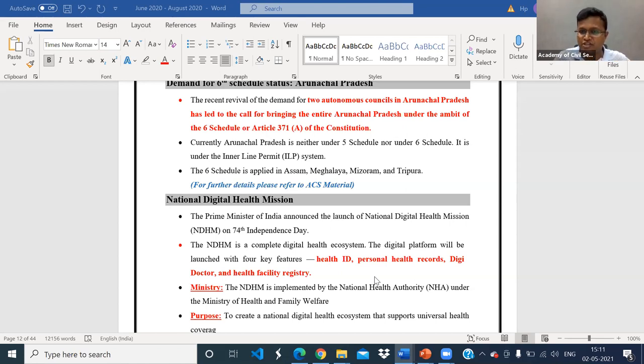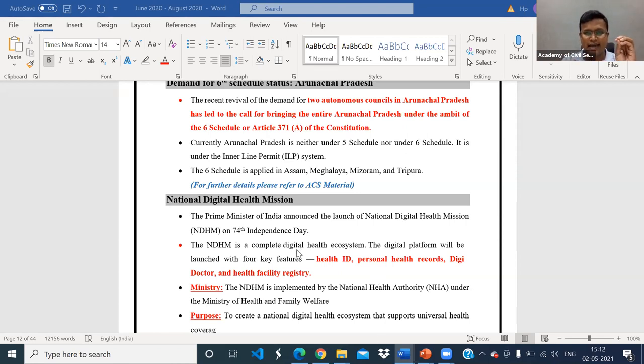It has four features. One is the Health ID, the personal health records will be there, the digital doctor will be there, showing which doctors I have appointed. I can consult doctors online also. And a health facility registry will also be there. I can get an idea of where I can find a particular health facility, and the best hospital for the liver and kidney, everything I can get there.